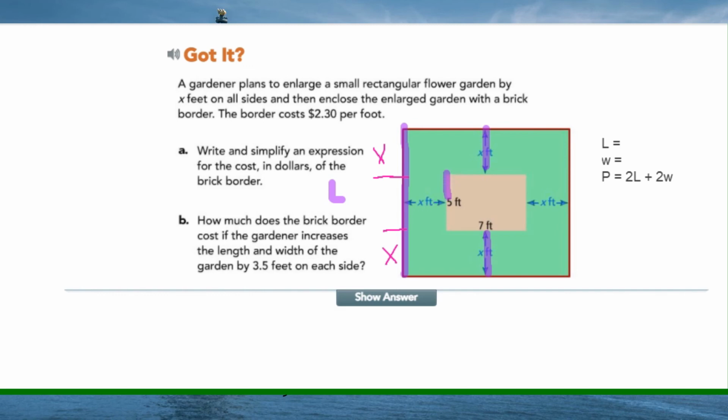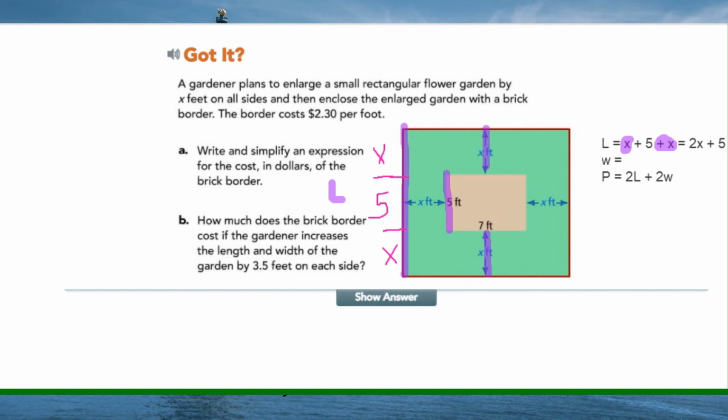So look here, this 5 feet is actually going parallel with this part. So that means this missing part is equal to 5 feet. So that means our length is equal to x plus 5 plus x. And then we have to make sure we combine our like terms. Our like terms are x and x. So when we combine that, we end up with 2x plus 5.